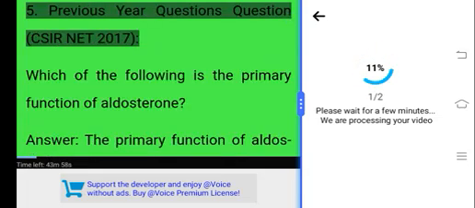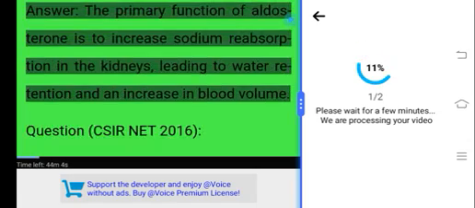Question. CSIR NET 2017. Which of the following is the primary function of aldosterone? Answer. The primary function of aldosterone is to increase sodium reabsorption in the kidneys, leading to water retention and an increase in blood volume.